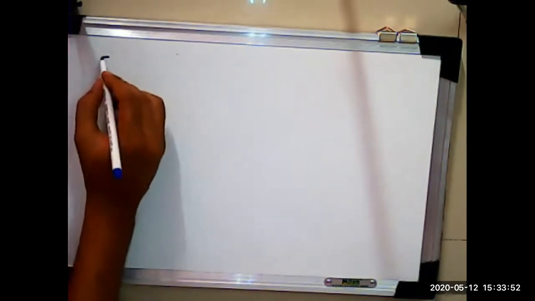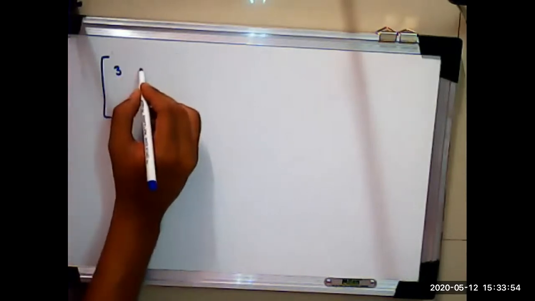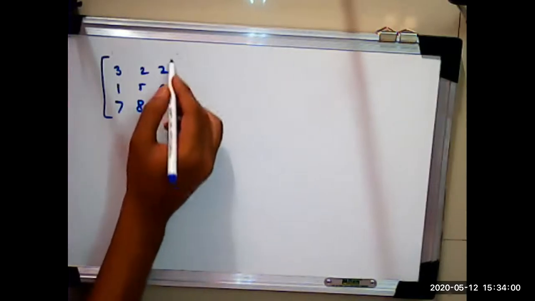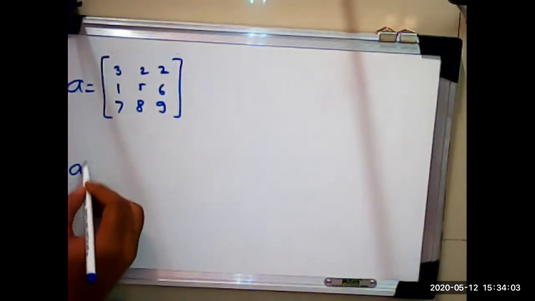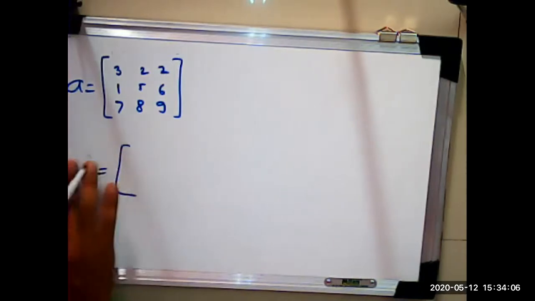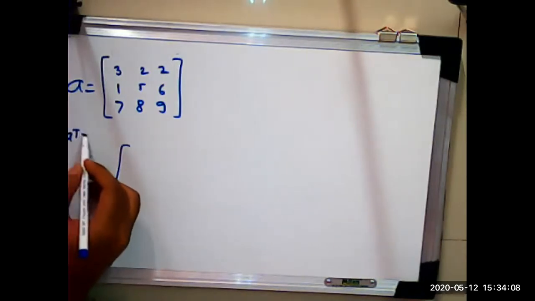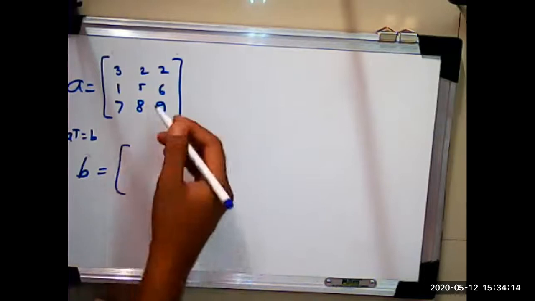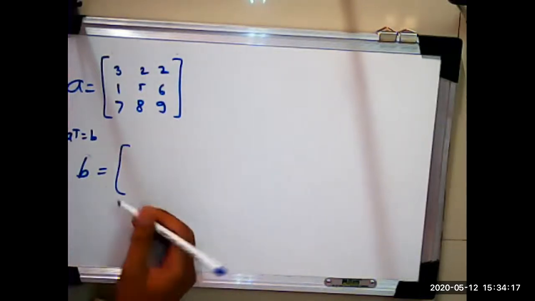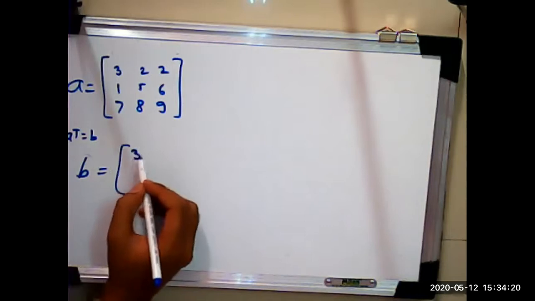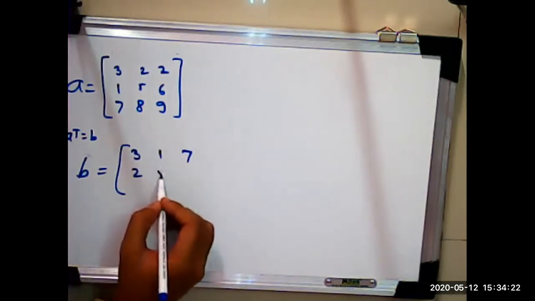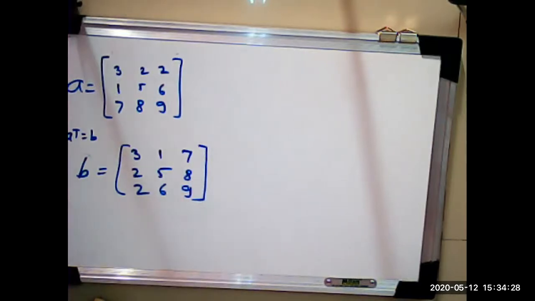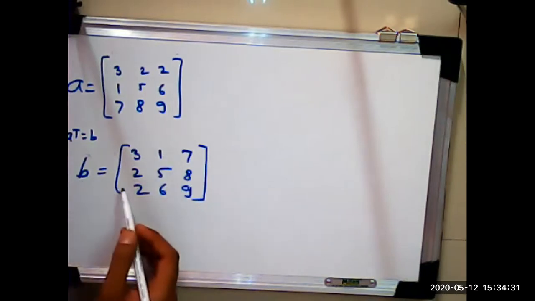Okay, so transpose means, suppose the matrix is 3 2 2, 1 5 6, 7 8 and 9. So this is my A matrix and you require the A transpose. So A transpose is, suppose, B matrix. A transpose equal to B. After executing your program, the B should contain 3 1 7, 2 5 8, and 2 6 and 9. So this is the result you want.